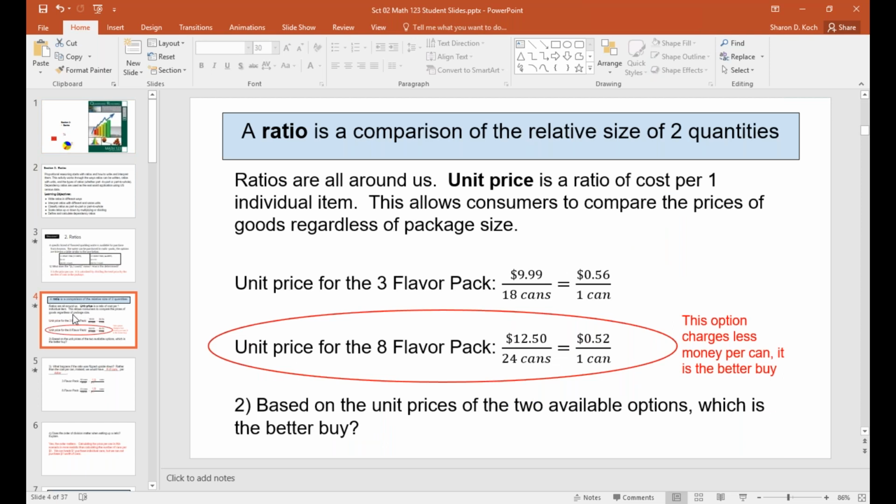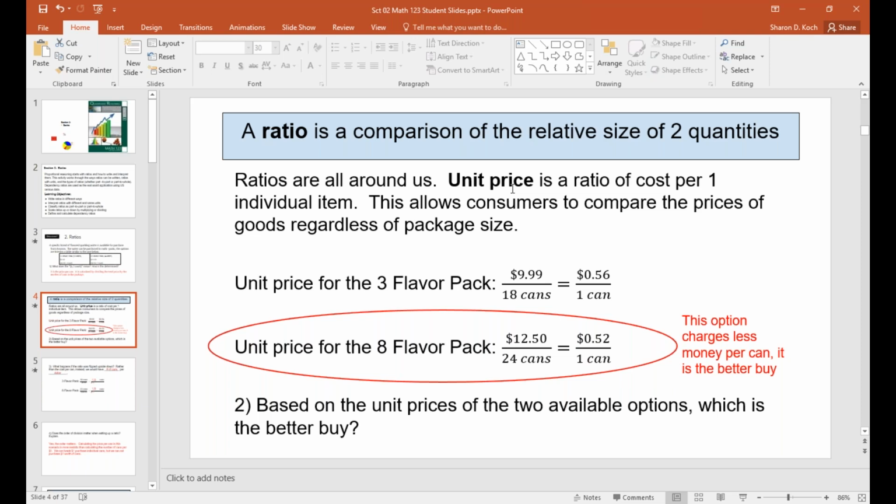Okay. A ratio is basically a comparison of the relative size of two quantities. So what I always like to tell my students is, it's a way of comparing something like, 1/2 is the same thing as 2/4. Ratios we use all the time. If you've ever gone to the grocery store and looked at the little price tags on those shelves, usually on the right-hand side, either upper or lower corner, they show a unit price. A unit price is actually a ratio and it shows the cost per one item.